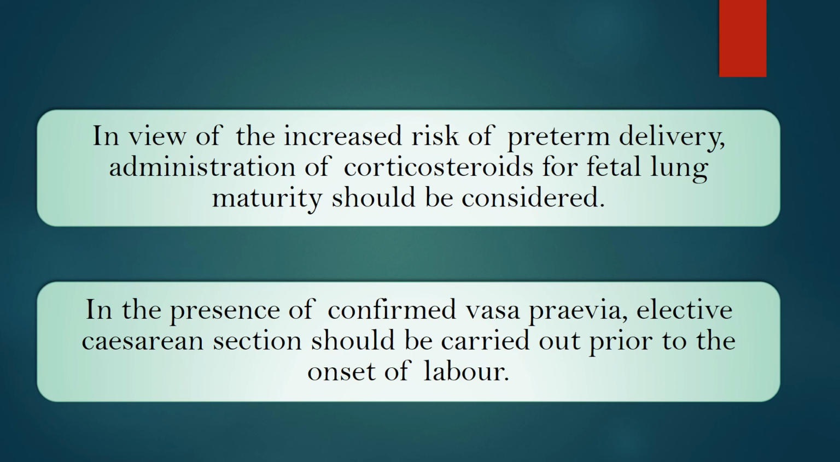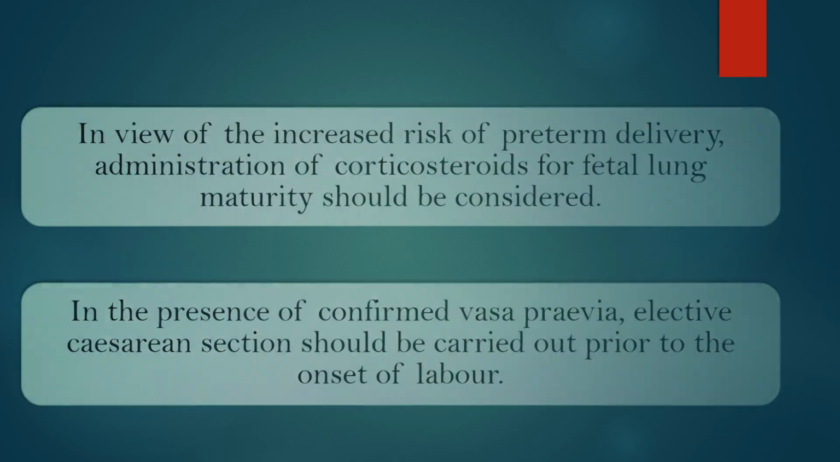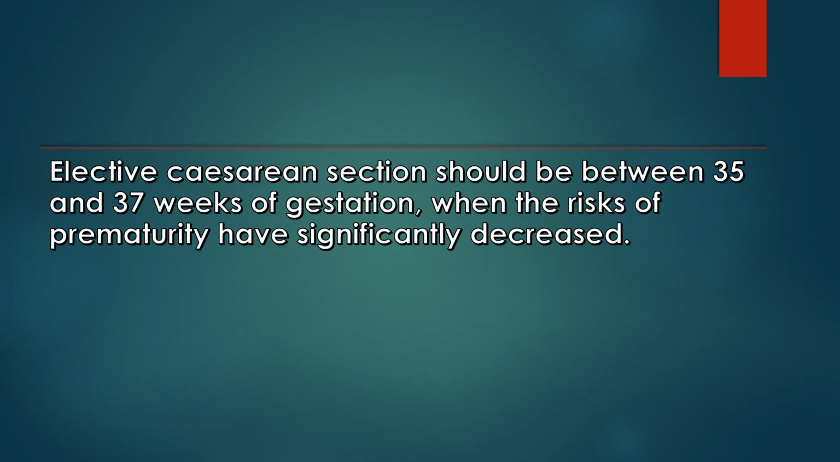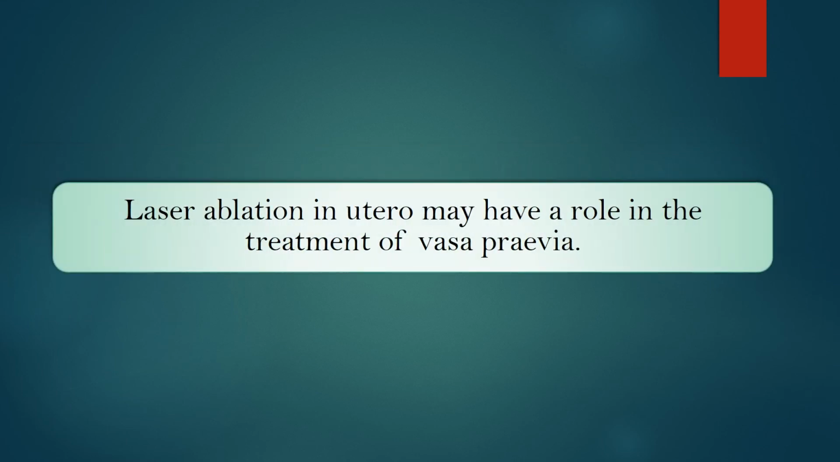In the presence of confirmed Vasa Previa, elective cesarean section should be carried out prior to the onset of labor. Elective cesarean section should be between 35 and 37 weeks of gestation, when the risk of prematurity has significantly decreased. Laser ablation in utero may have a role in the treatment of Vasa Previa.